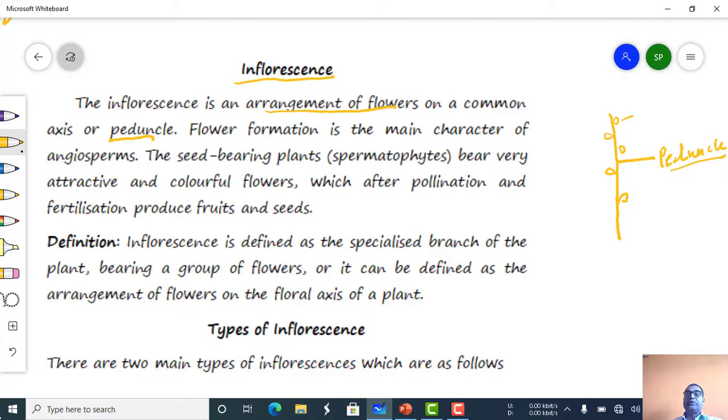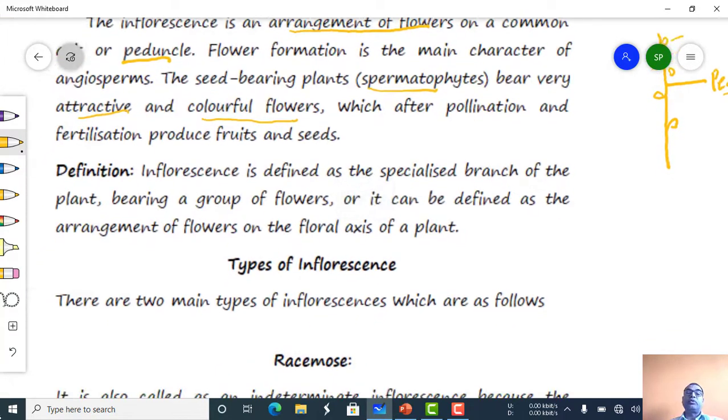Flower formation is a main character of the angiosperm. As you know, angiosperms are the flowering plants, the seed bearing plants, that means spermatophytes. Sperma means seed and phyton means plant. Seed bearers are called spermatophytes. They bear very attractive and colorful flowers, which after pollination and fertilization produce fruits and seeds.